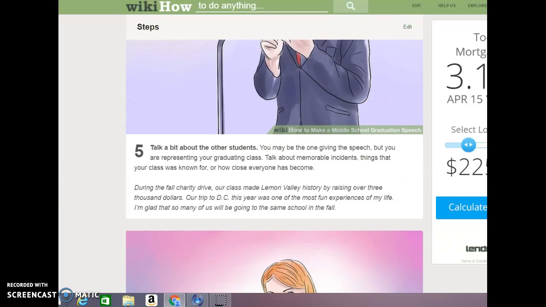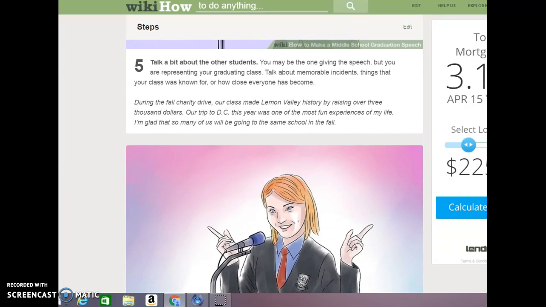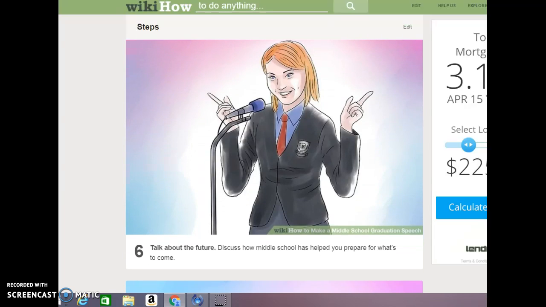How your class has become good friends, or if you have a theme going, you could talk about that as well. And then on this last one, you're going to talk about the future. What are some hopes and dreams you have for going to middle school?